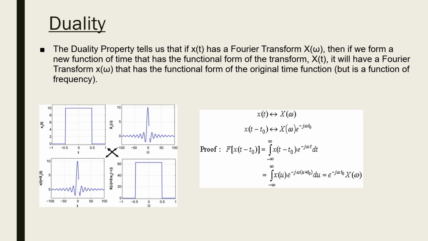Now the next property is duality. The duality property tells us that if x of t has a Fourier transform x of omega, then if we form a new function of time that has the functional form of the transform x of t, it will have a Fourier transform x of omega that is the functional form of the original time function, but is a function of frequency. This is an example of the duality property, and this is the proof of the duality property.